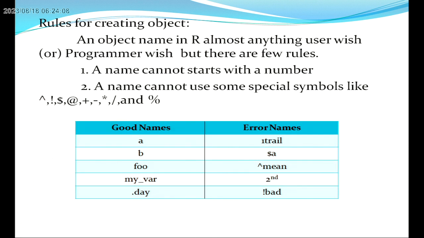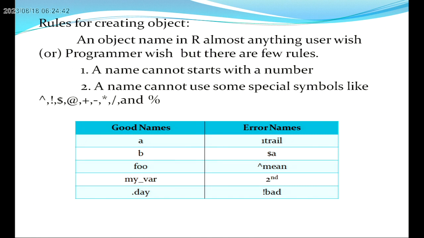Rules for creating an object. An object name can be almost anything the user or programmer wishes, so we can choose our own names in our programming, but there are only a few rules for creating our objects. First, a name cannot start with a number. It is the common rule for all other programming languages. A name cannot use some symbols like cap, dollar, add, plus, hyphen, star, slash and percentage.